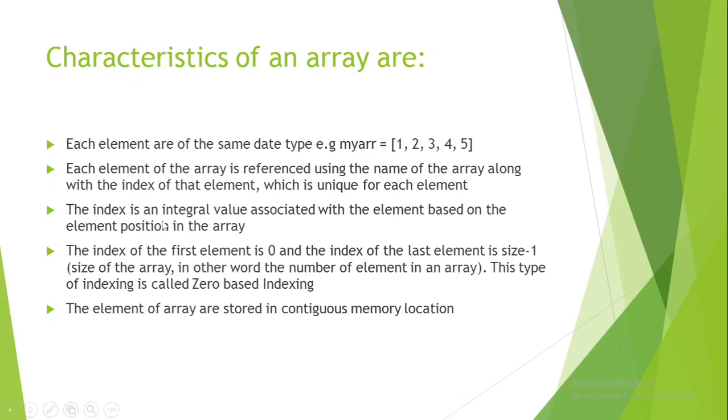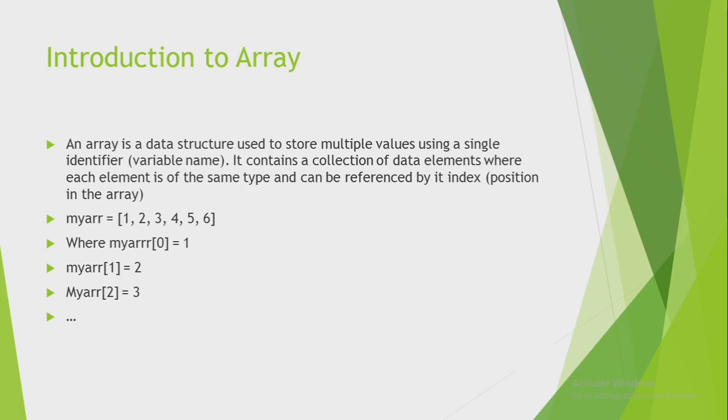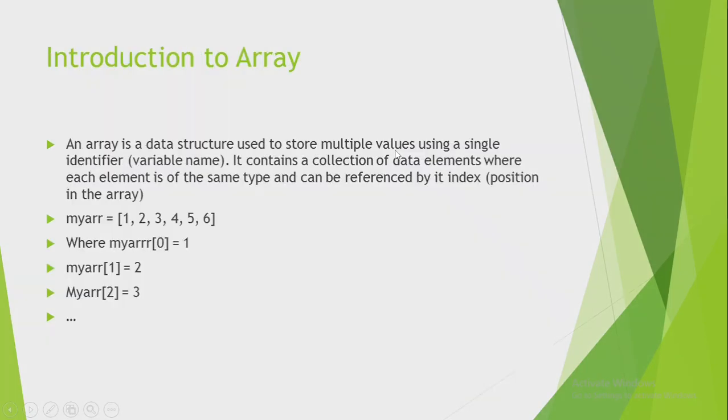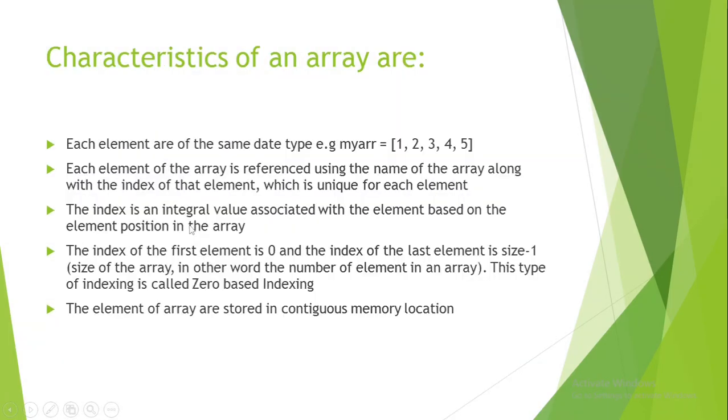So now we are going to look at the characteristics of an array. What are the characteristics of an array? Each element of an array has the same data type. As we've said before in the introduction, each element of an array has the same data type. So for example, in this my array they are of the same data type. I'm not saying that it can only be numbers, I just use numbers as an example here. This can also be names, like my names, and they would all be strings.